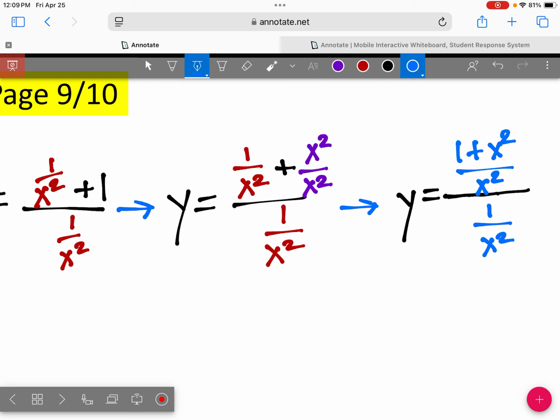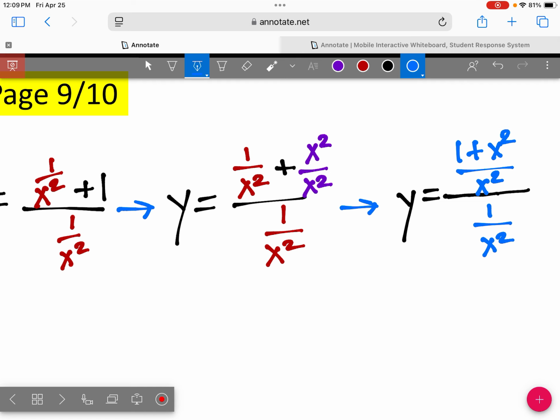Okay, so now we're dividing two fractions. How do you divide two fractions? I'm almost scared to ask this question. Can you tell I'm a little bit scared? I'm sorry. I don't mean to show my fear. Okay. How do you divide two fractions?